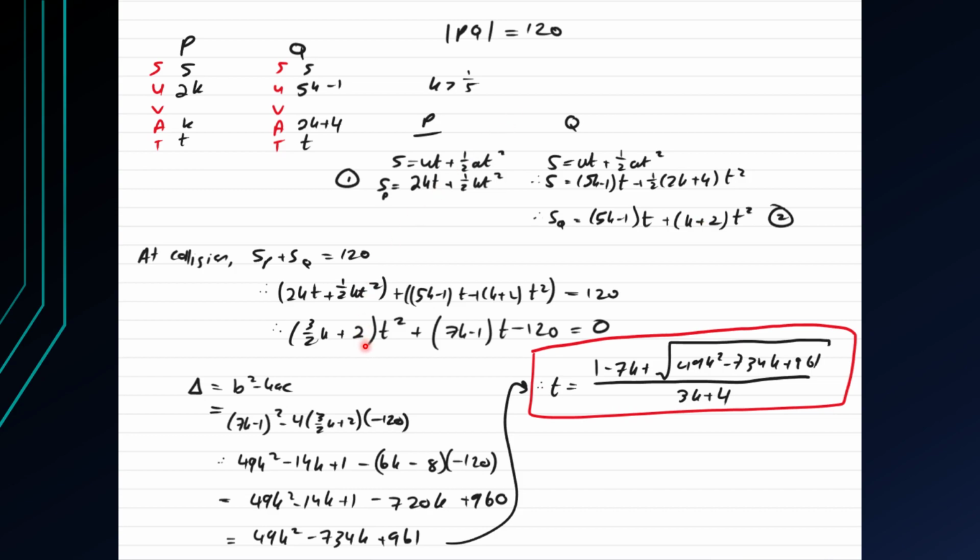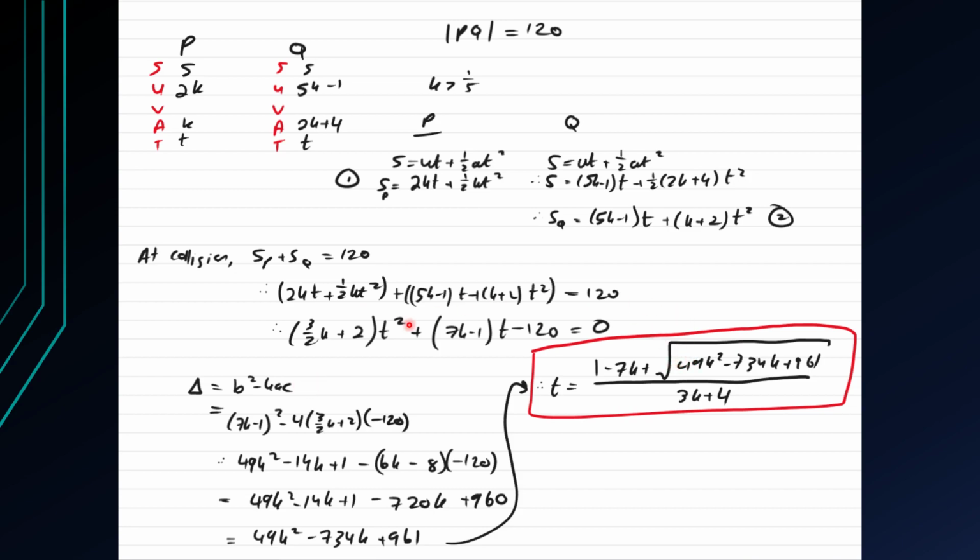So when grouping the t squareds together, we get 3 halves (k plus 2)t squared plus (7k minus 1)t, so that's the 2k and the 5k minus 1. And then we get the half k and the k plus 2 to get the 3 halves (k plus 2). And then minus 120 is 0.